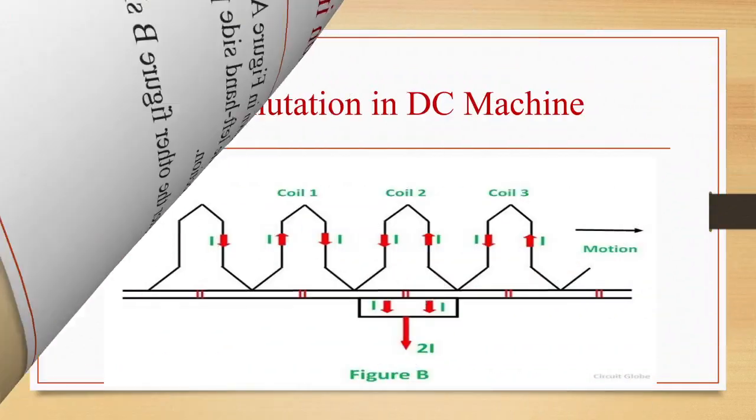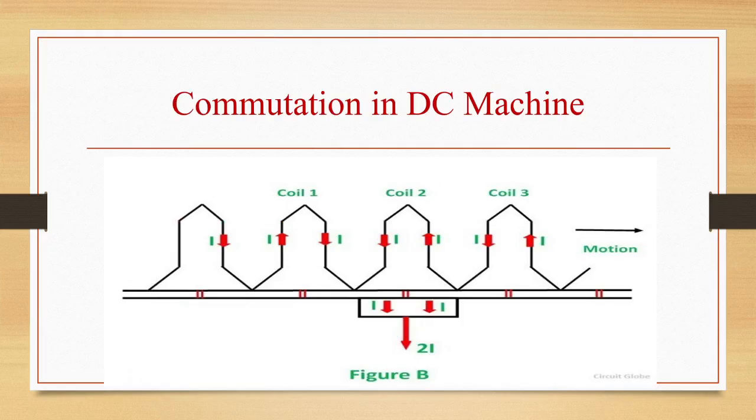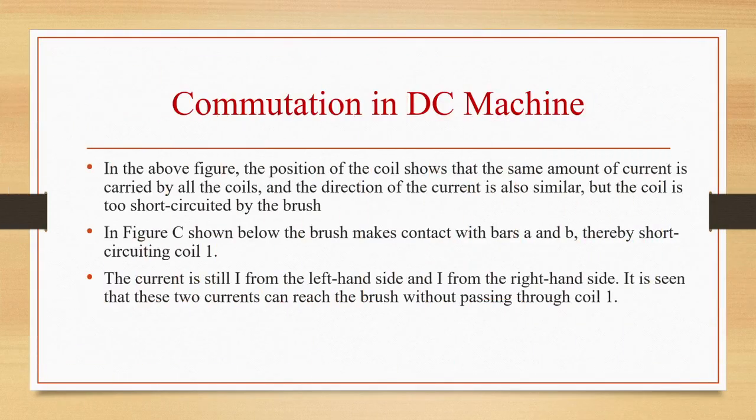Now let us consider figure B. Again you can see the directions here. In this figure, the position of the coil shows that the same amount of current is carried by all the coils and the direction of current is also similar, but the coil is short circuited by the brush.